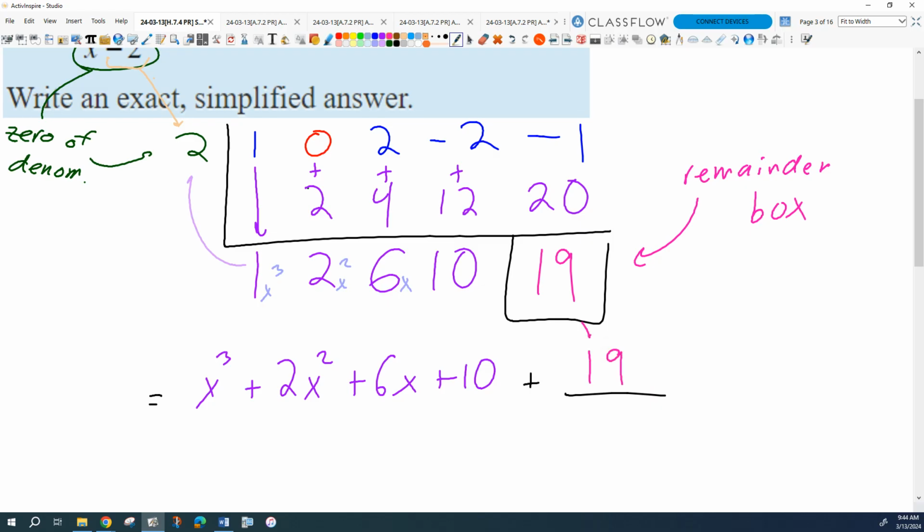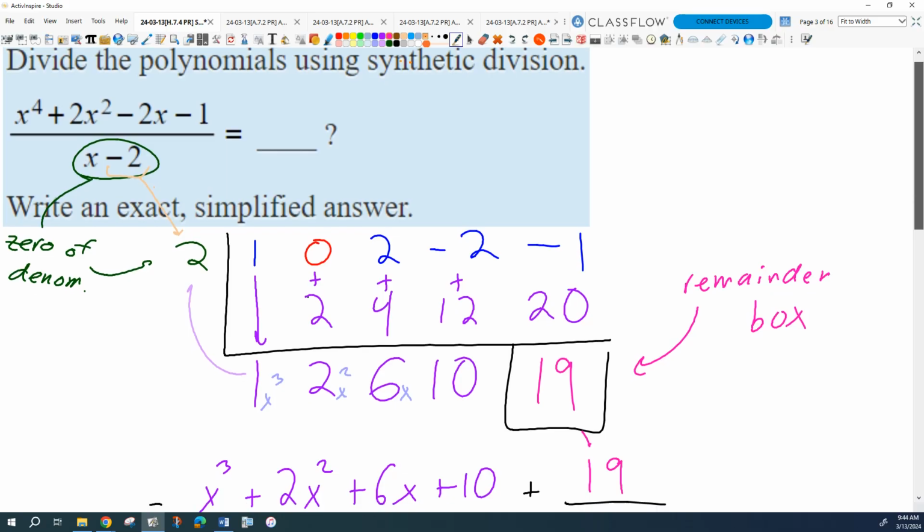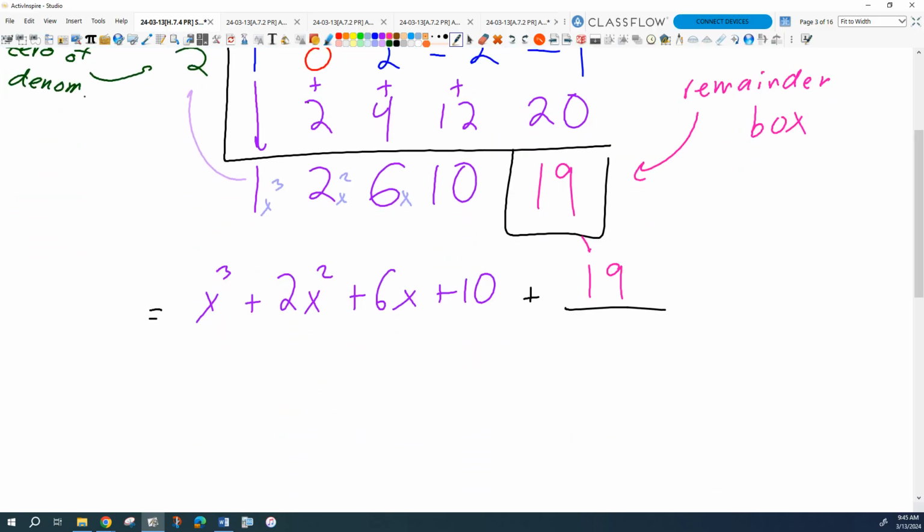And what does the remainder do? The remainder is what remains over the denominator. Exactly. And so my original denominator was x minus 2. So that goes in the bottom. That's my answer. Make sense?